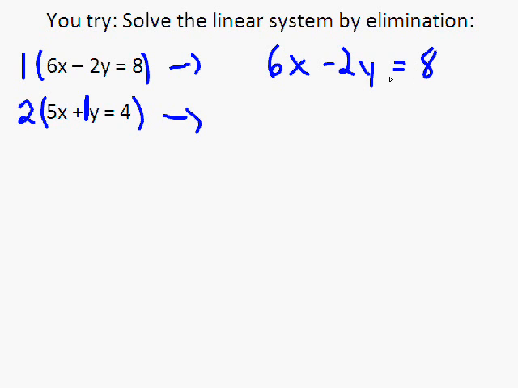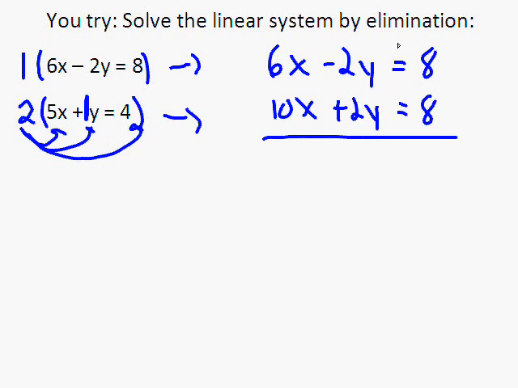So I just rewrote the top equation. The bottom equation, I get 10x plus 2y is equal to positive 8. Now, again, the reason I could do this is because I needed to make the negative 2y and the positive 1y the same coefficient but different signs. Did we accomplish this by multiplying the bottom equation by 2? Well, yes, we did, because we have a negative 2y on top and a positive 2y on bottom.